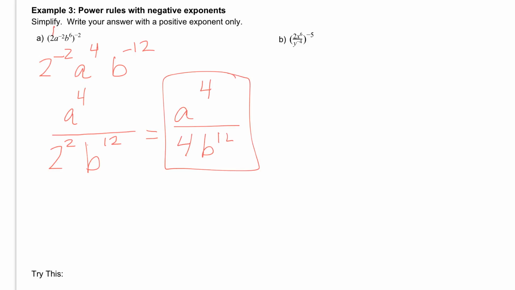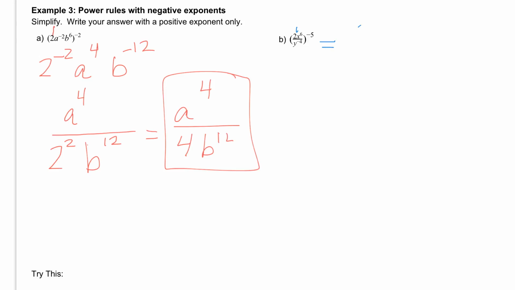Let's try one more together. We'll take a look at letter B. So where letter A was just without a fraction, letter B, we have our quotient here. Same thing's going to happen to get rid of our parentheses. We're going to take that exponent on the outside, and we're going to multiply it to all the exponents on the inside. We do need to remember that this 2 on the inside has an exponent of 1, and will also get multiplied by that negative 5.